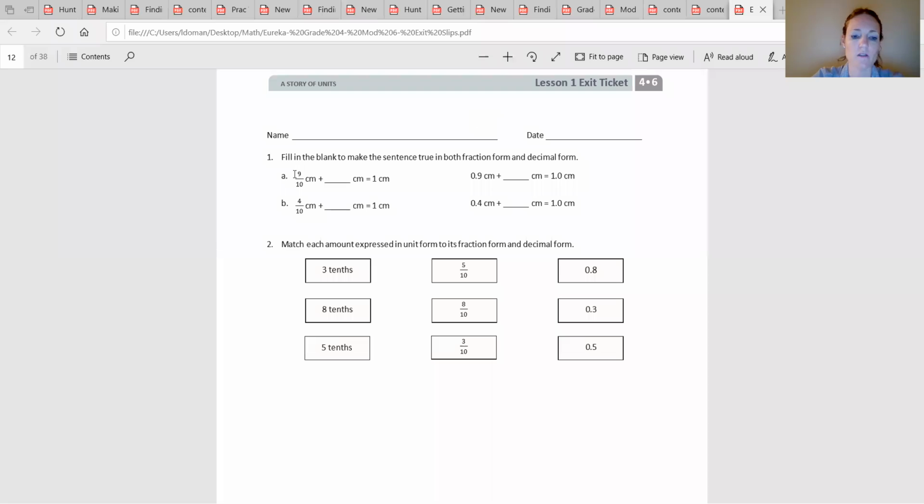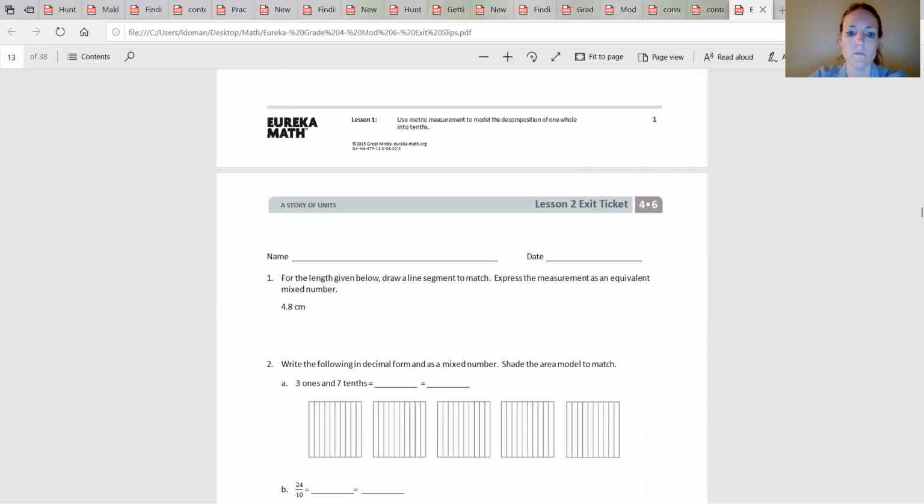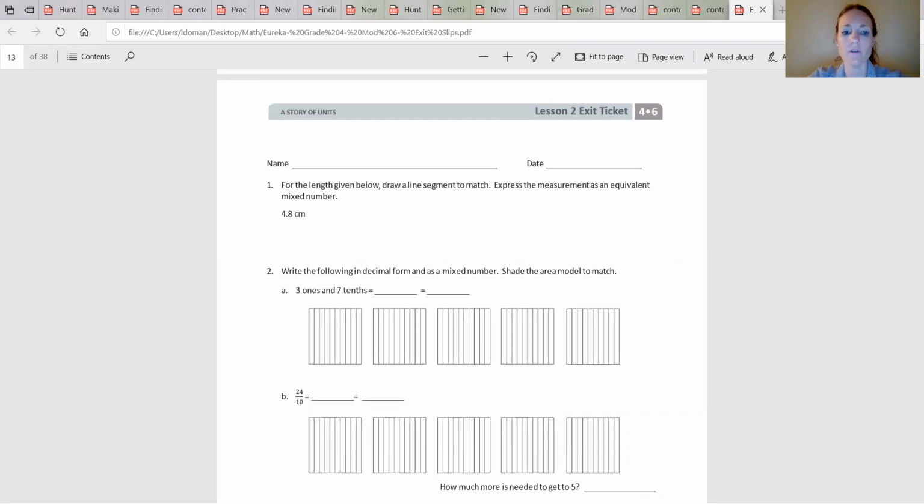All right, let's move on to lesson 2. For lesson 2, this brings us back to drawing our number line. For the length given below, draw a line segment to match. Express the measurement as an equivalent mixed number. Just like we practiced in the last lesson, we are putting the number in decimal form, in fraction form, and then on the line segment.